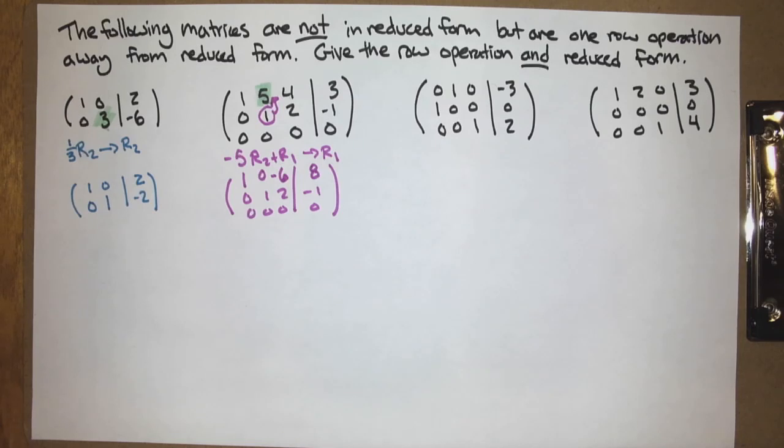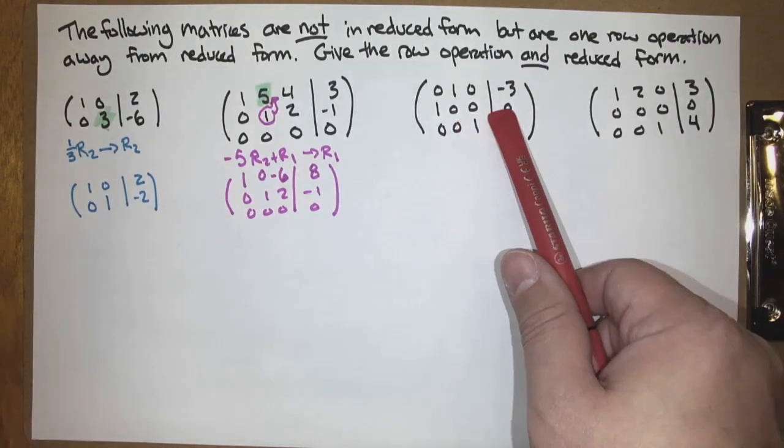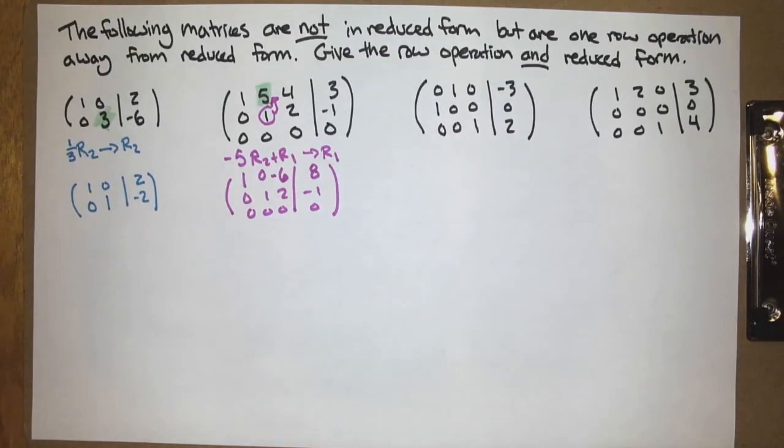All right. Now let's get to our third one. We have 0, 1, 0, negative 3 in the first row, 1, 0, 0, 0 in the second row, 0, 0, 1, 2 in the third row. This is not in reduced form yet. What's wrong? How do we fix it?